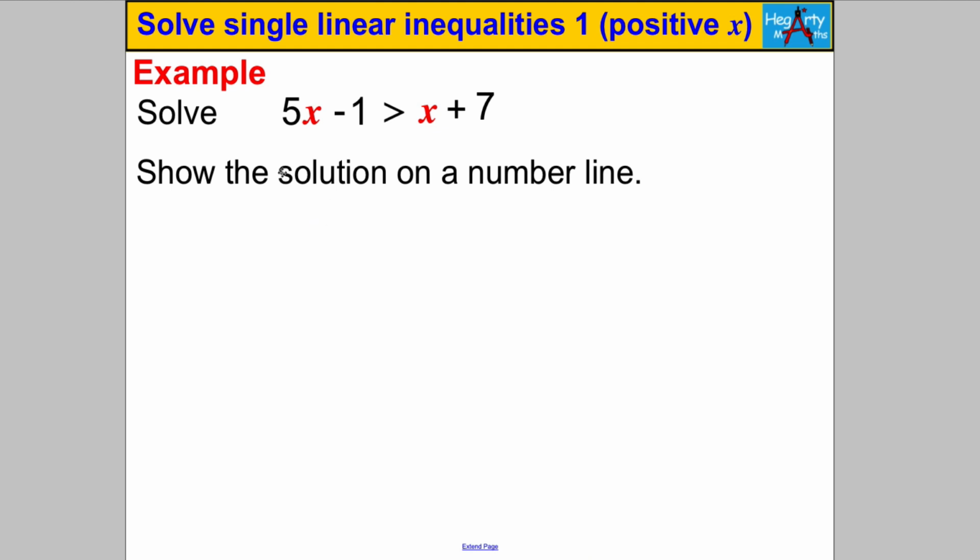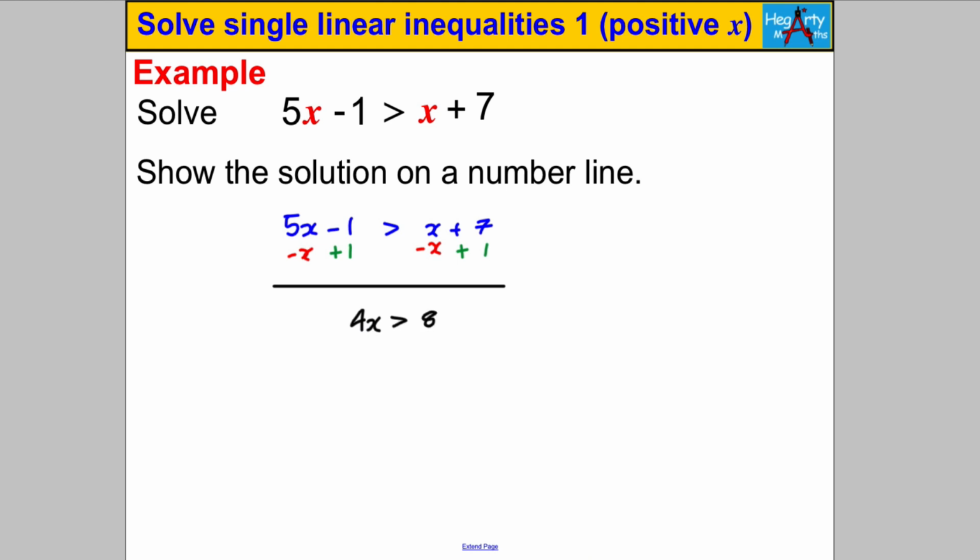Same as before, other than we're asked to show the solution on the number line afterwards. So I'm trying to solve 5x subtract 1 is strictly bigger than x add 7. Let's get all the x's on the left hand side. Let me subtract x from both sides here, subtract 1x that is. Let me add 1 to both sides to remove that subtract 1, and let's tidy up and see what we get. Well, on this side we're going to get 4x, and on this side we're going to get is bigger than 8.